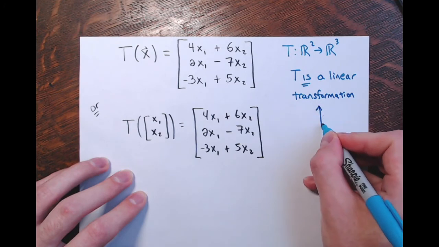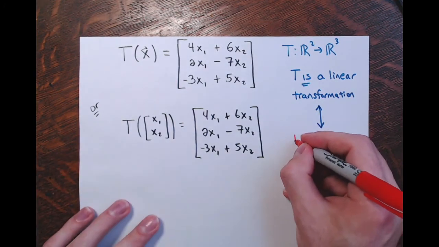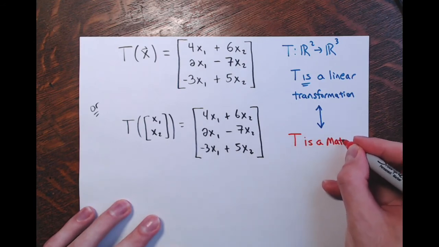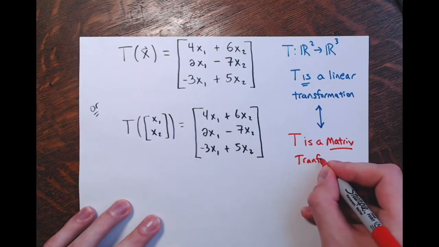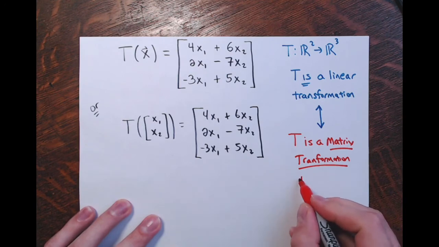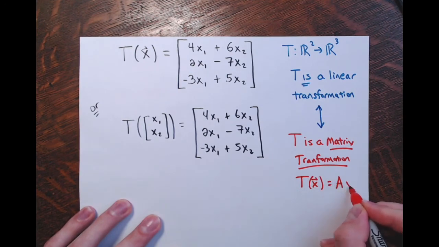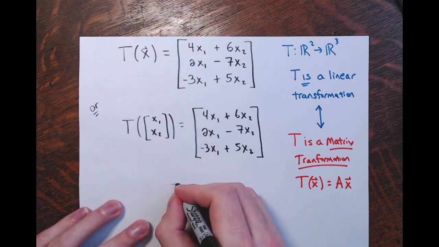And that means, and this goes in both directions too, this goes both ways, that means T is also a matrix transformation. That means that you can write T of x as some matrix times that same x. Right. And it's very simple. You've seen this before in solving systems.